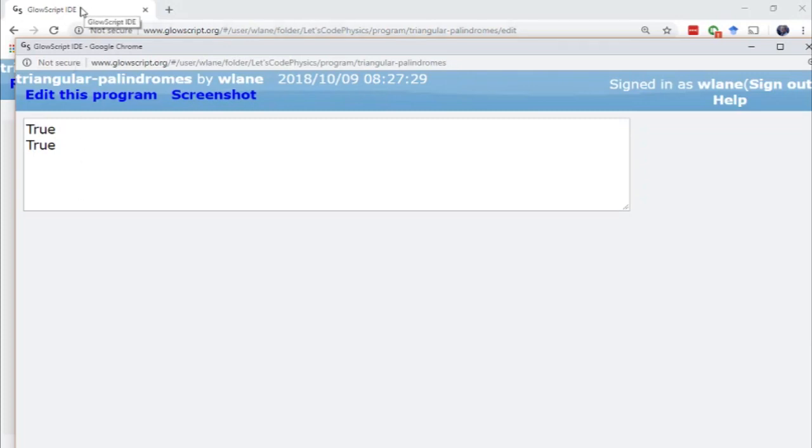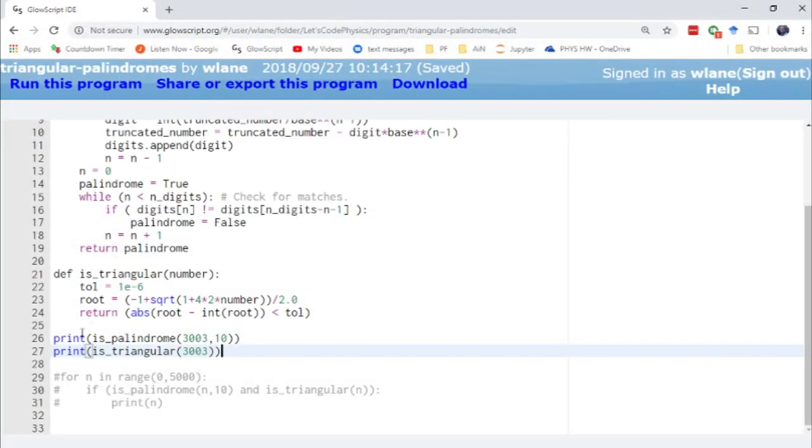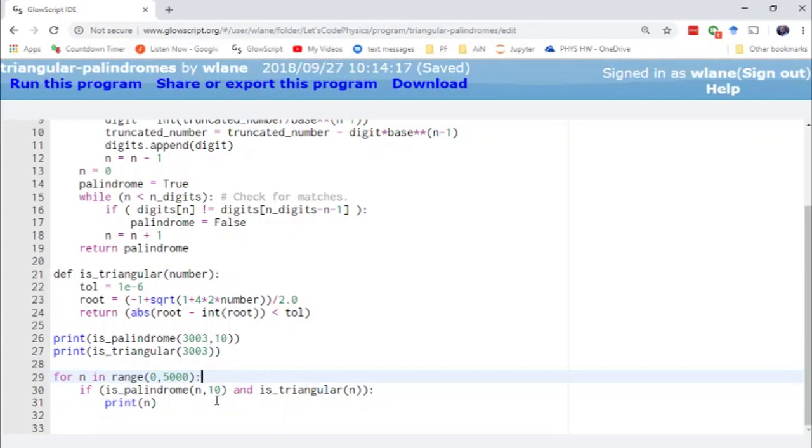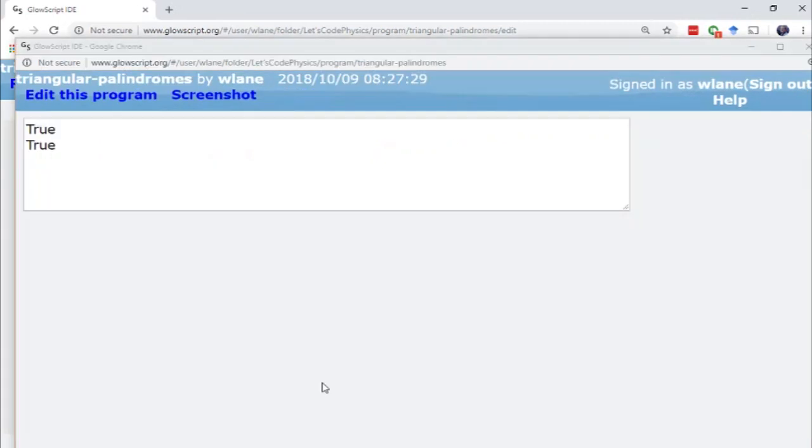Now, of course, I can't just stop there. I need to actually do something with these. So what we're going to do is loop from 0 to 5,000, and we're going to check every number between 0 and 5,000 to see how many are both palindromes in base 10 and triangular numbers. So how many are there besides 3003? Let's just make the range 0 to 5,000. We're only going to print the number if we get a number that is both a base 10 palindrome and triangular. Let's run that.